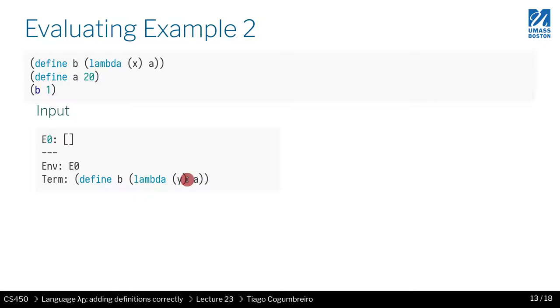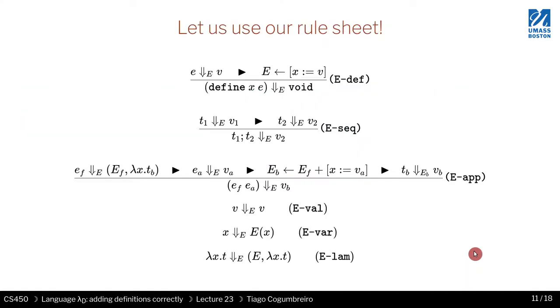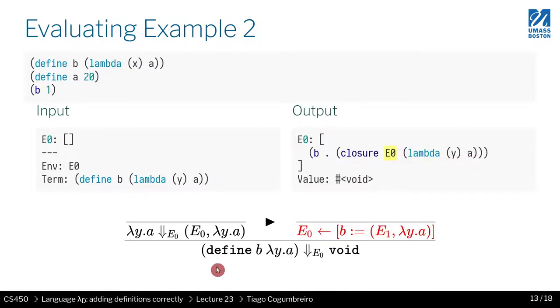In this case, if we have a define, we can only apply one rule, which is the rule for e-define. Let me go back. So it represents this rule. That's the one. Then you have to evaluate this expression, which in this case is going to be a lambda, so you have to evaluate e-lam. That's what we have here. First, our input is E0, because that's the environment that we start with. When you evaluate a lambda, all it does is capture the environment E0. So that's what we see here. E0 is the pointer or reference. An environment is a reference to what you see on the right-hand side, which in this case starts out empty. The output is going to be the value void, as before.